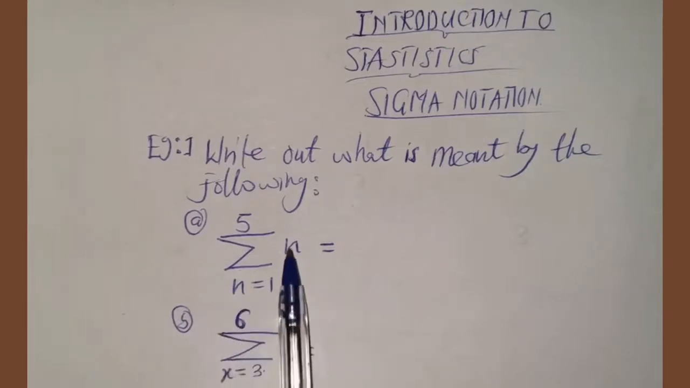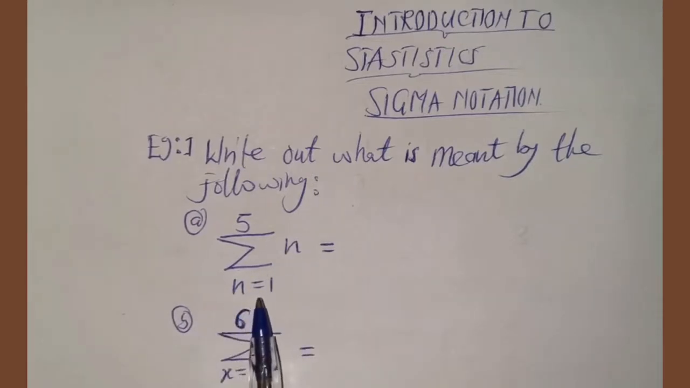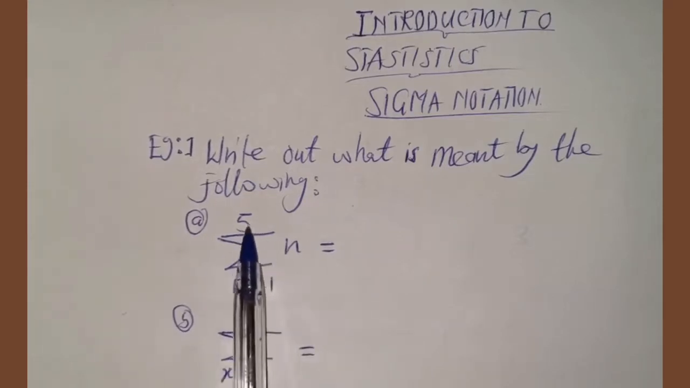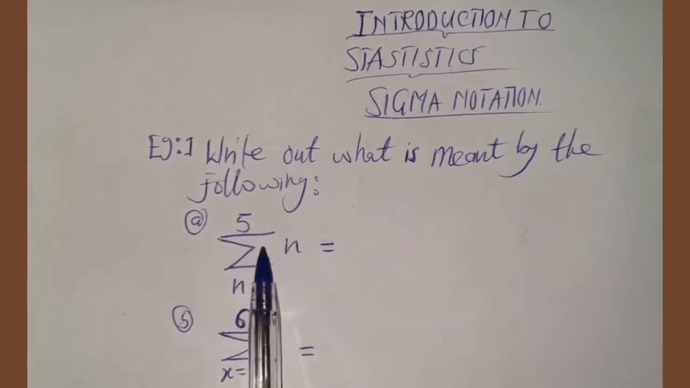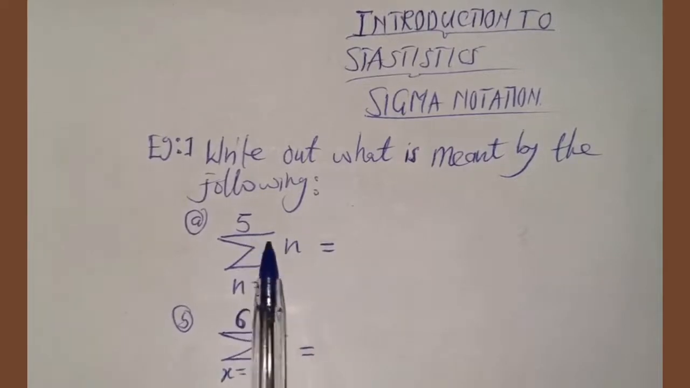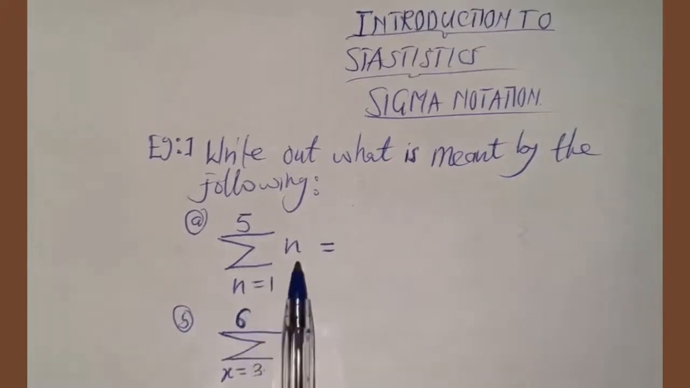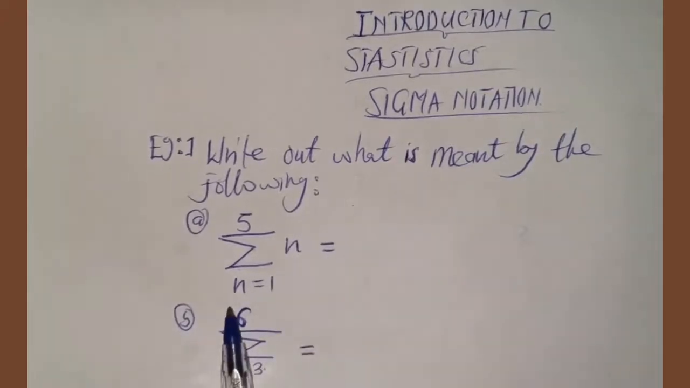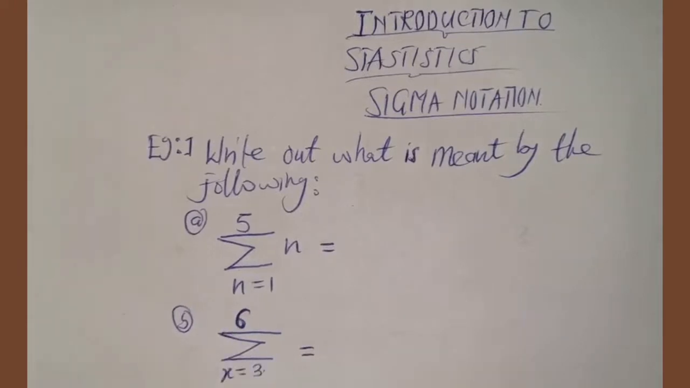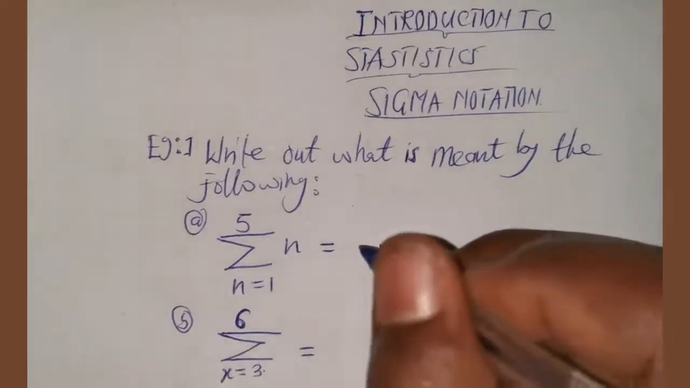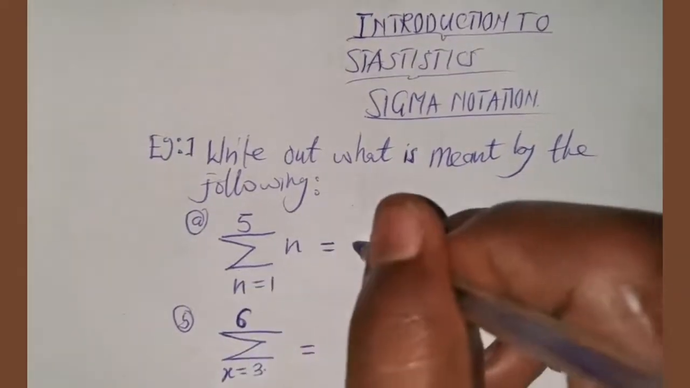But remember, here we are using different letters, N and then N here. So it means that 5 is the value at which N will end. Then this is the lower limit, where the N will start. So here we have N equal to 1, so we're going to start with 1.